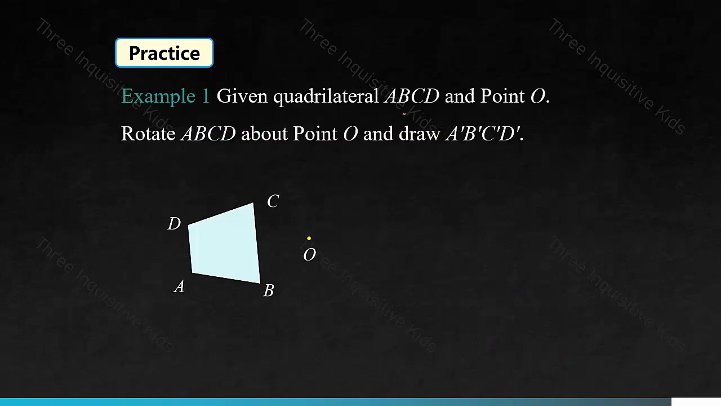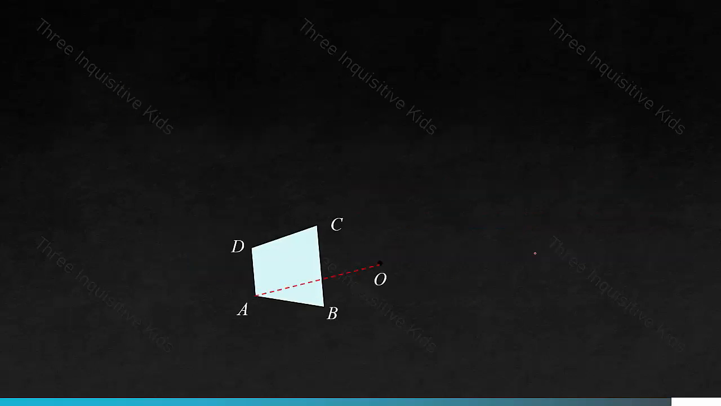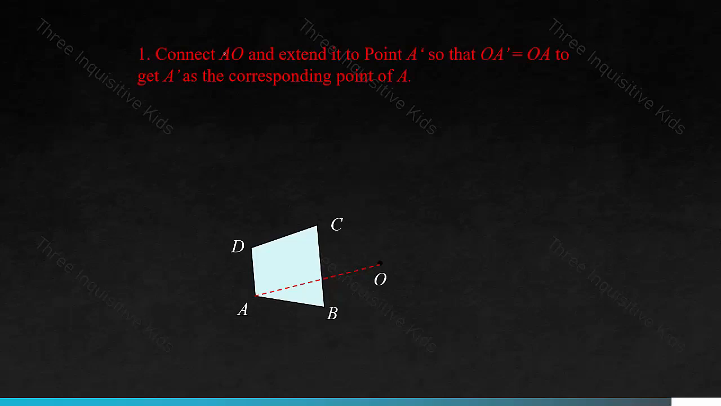We are given quadrilateral ABCD and point O. Rotate ABCD about point O and draw A prime, B prime, C prime, D prime. In order to draw a figure central symmetric to ABCD about point O, you only need to rotate 4 points, A, B, C, and D about point O, and then connect the dots. It's the same thing as any other transformation we've learned before. So we first connect AO and extend it to point A prime, so that OA prime is equal to OA. And so we have A prime as our corresponding point. Plot the corresponding points of B, C, and D with the same method.